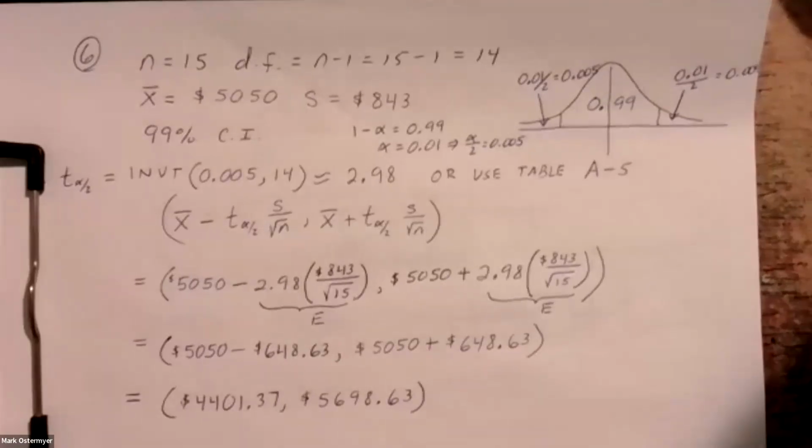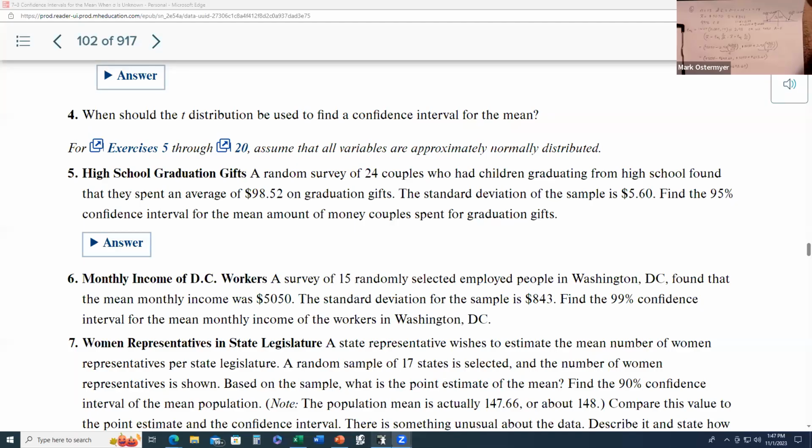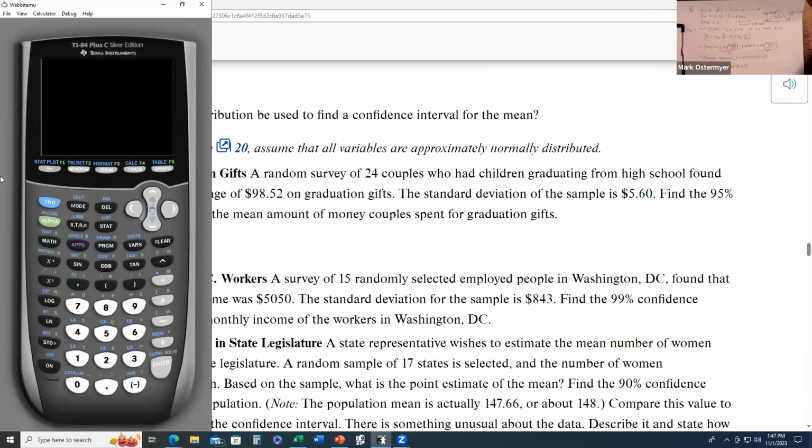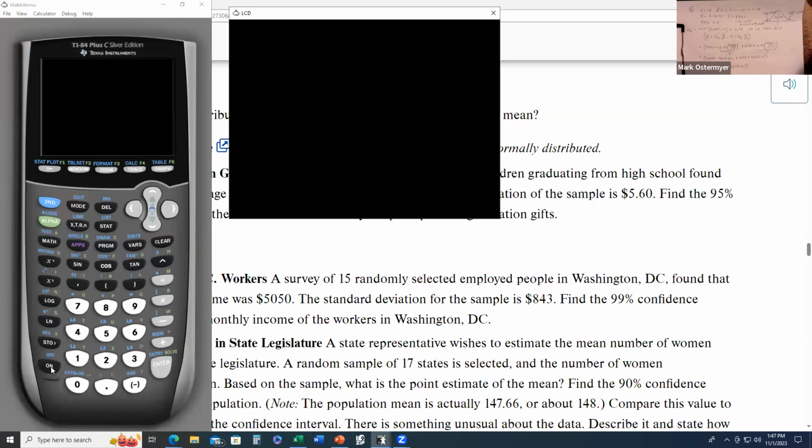Yes. And I'm curious to see how close this is to a calculator solution. So what I'm going to do is take this problem to the TI-84 and the t-interval function. I just want to see, are we close? Are we way off? What's going on here? You would suspect it would have to be very, very close, if not the same.